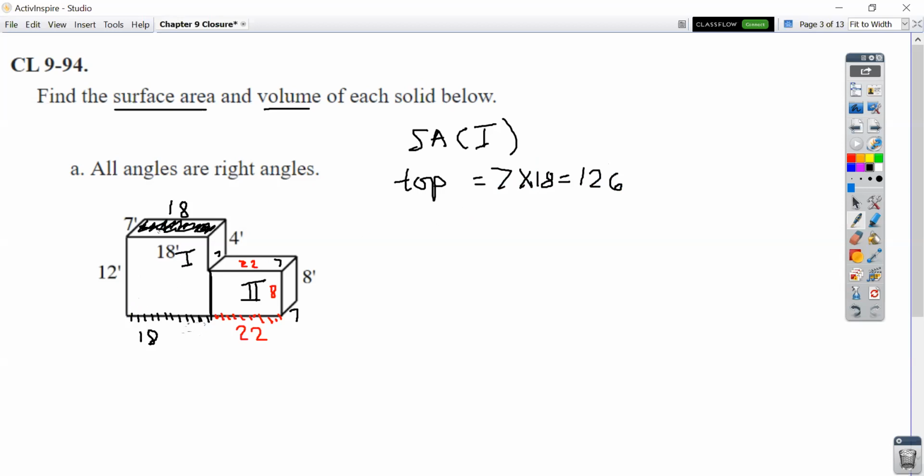The bottom is pretty much identical to the top one. So I'm going to put down the bottom, which is the same thing. It's the same as 7 times 18. Okay, 7 times 18, you have 126 square units. Continue. Look at the front.